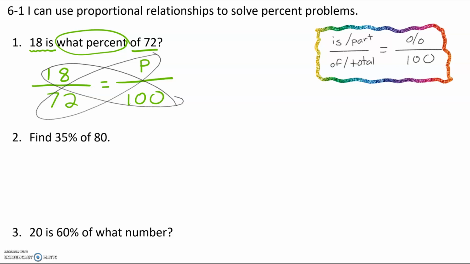So we're going to get 1800 is equal to 72p, and then we divide both sides by 72 to get 25. So we work out that division, 25. So our percent, or the answer to this question, would be 25%.